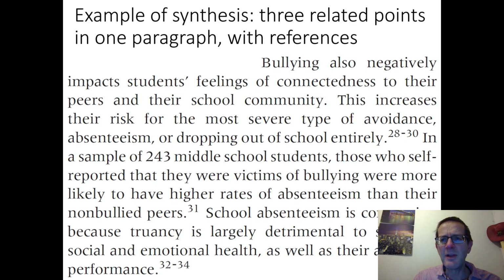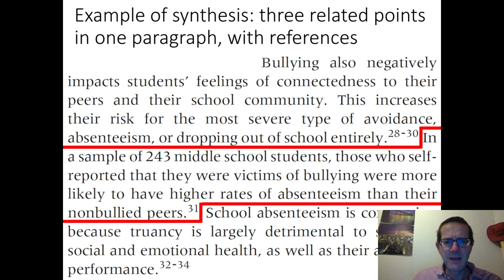So here's an example of a section from a literature review, which I think is a good one, and it illustrates the synthesis theme and also using multiple references. This uses the numbering system for references, and I think that this section of a literature review makes 3 related points and organizes them together well into a single paragraph.